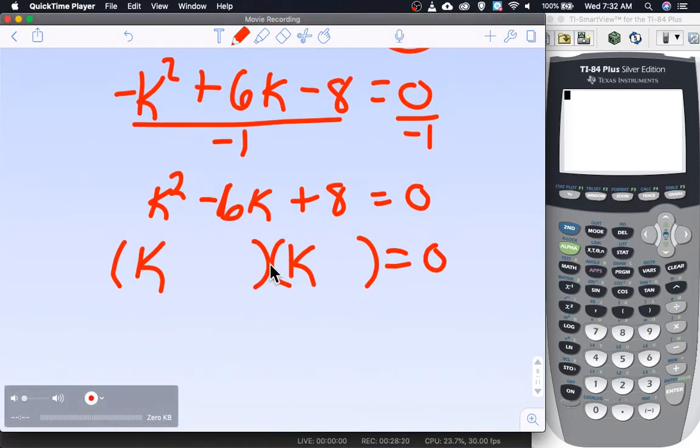Before, and this is where you can tell if you made a mistake, before like this k and k, you would have had to have one of these as a negative k and the other a positive, and that can really screw up your outers and your inners.